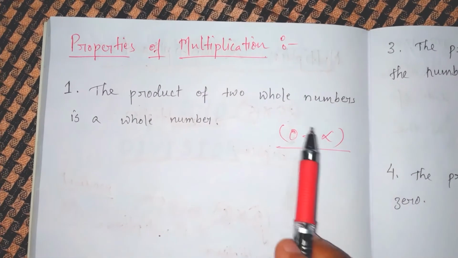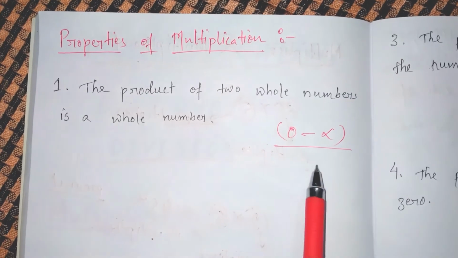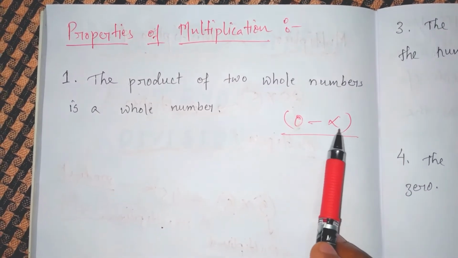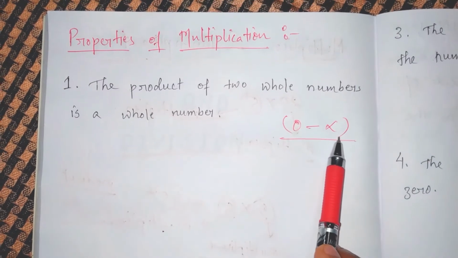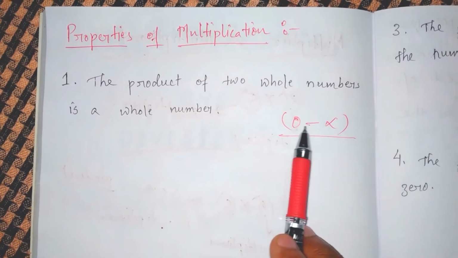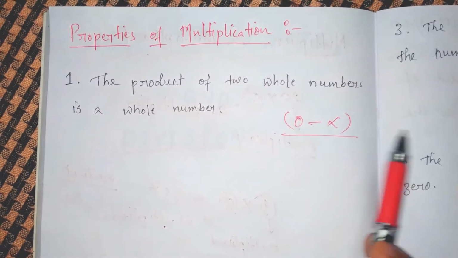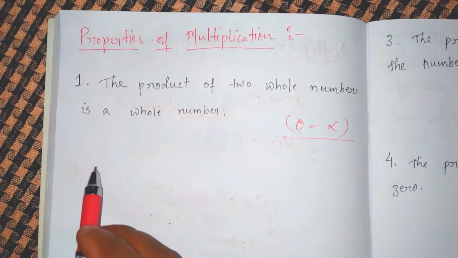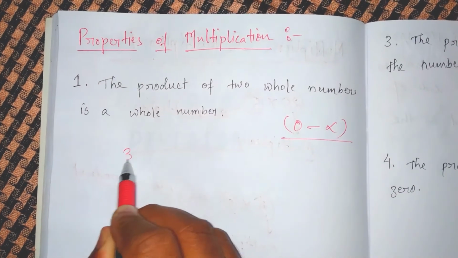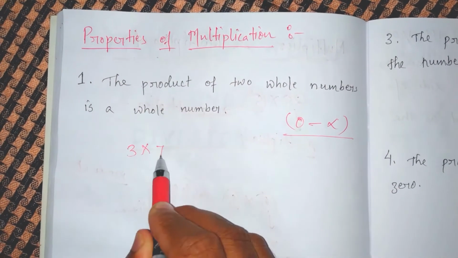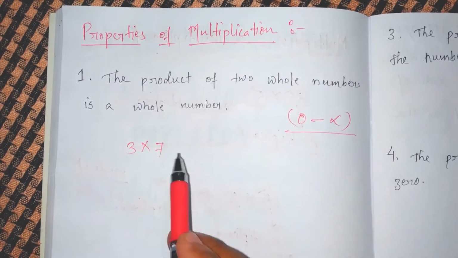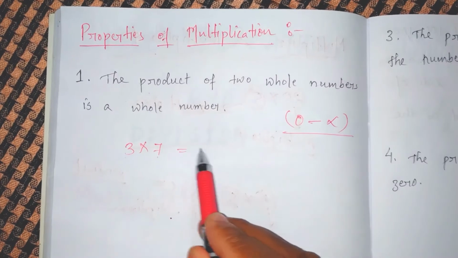So what are whole numbers? We already know about it. Whole numbers start from 0 and end in infinity. That means there is no limitation in whole numbers. So this number starting from 0 up to infinity is what? Whole numbers. So if you take two whole numbers, suppose 3 and 7, one is 3, another one is 7. If you multiply it, then you get 21.